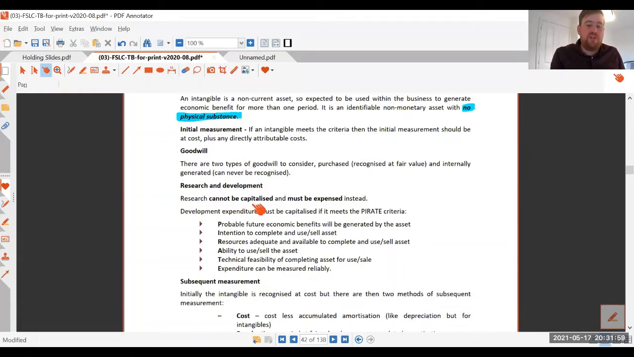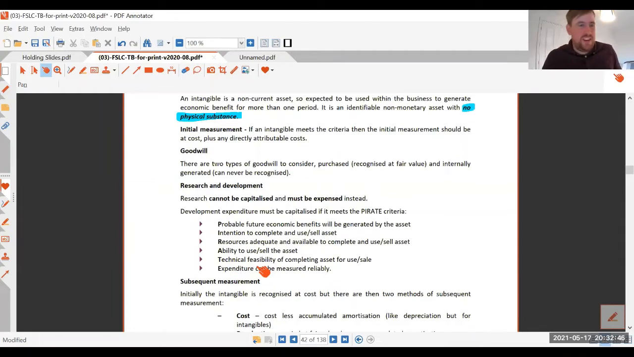Just remembering that research cannot be capitalized. So we need to know what the difference is between research and development. The two terms generally get lumped in together as R&D up here. Your criteria for something to classify as development expenditure rather than research expenditure is provided in this list below. It needs to be probable. There needs to be an intention to actually finish the project and get it to market. The business needs to have enough resources available in order to get it to market and get it finished. It needs to have the ability to actually use or sell this particular item. It needs to be technically feasible.